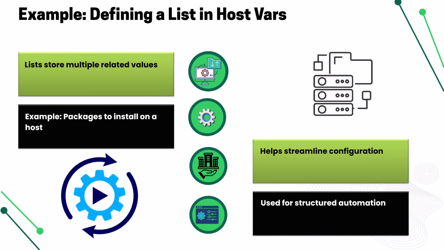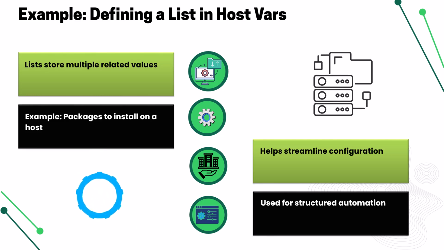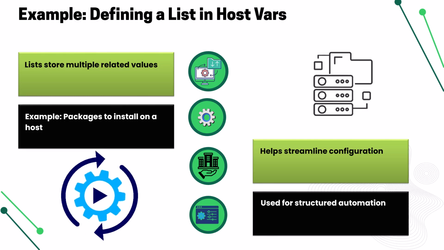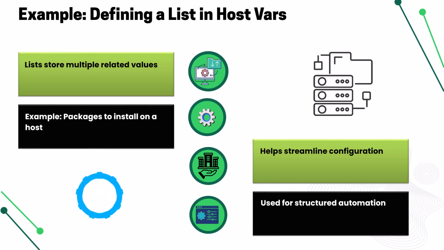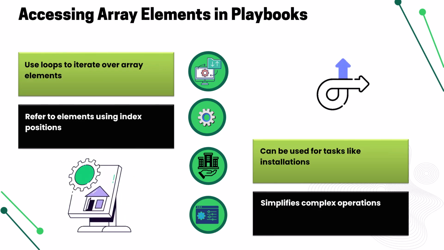Here's an example. Let's say you want to install multiple packages on a host. Instead of writing separate variables, you bundle them neatly into an array. Imagine if your to-do list worked this way, automatically grouping related tasks. It would save so much time. Accessing elements in Playbooks is straightforward. You loop through them just like picking out your favorite playlist tracks. Instead of manually defining each item, Ansible does the hard work for you. If only there was an automation tool for choosing what to eat each day.